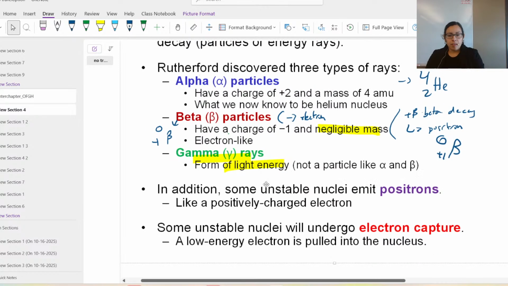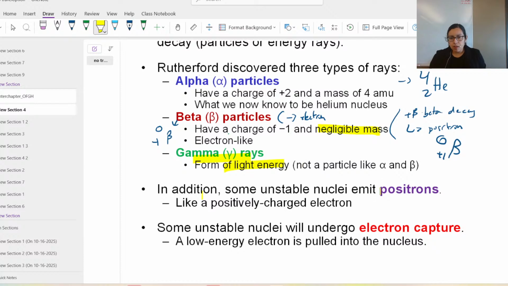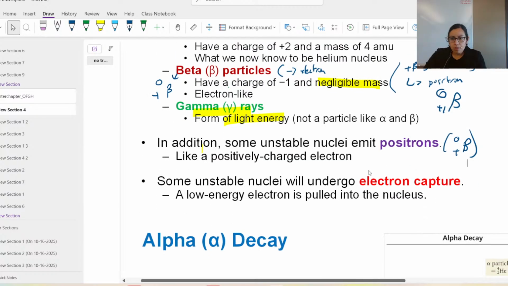Like I said, this one lists it separately as positron, but I'll relabel it, since this is just another name for positive beta decay. And then we'll look at one other process, electron capture, as well.